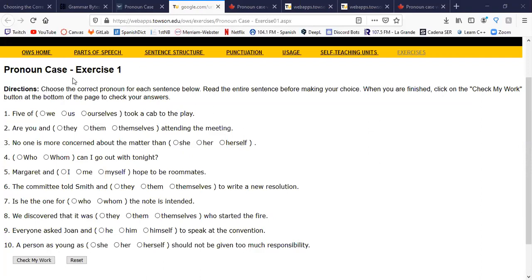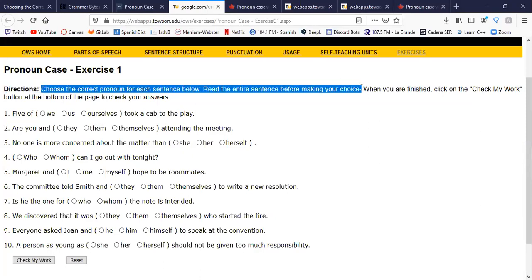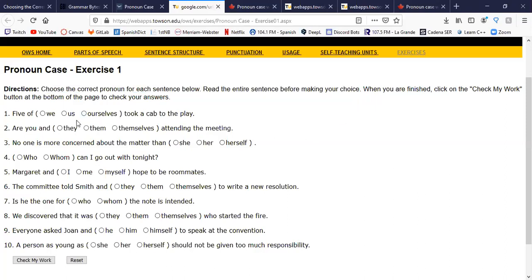Okay, so for this exercise, we have to choose the correct pronoun for each sentence below. We have to read the entire sentence before making our choice. Then when we are finished, we just click check my work. Click on the check my work button at the bottom of the page to check our answers. Okay, number 1, blank of us took a cab to the play. So pause the video and think. Okay, so the answer here is us.